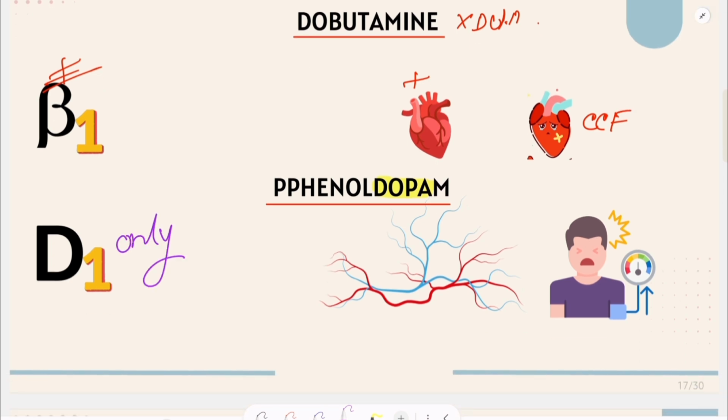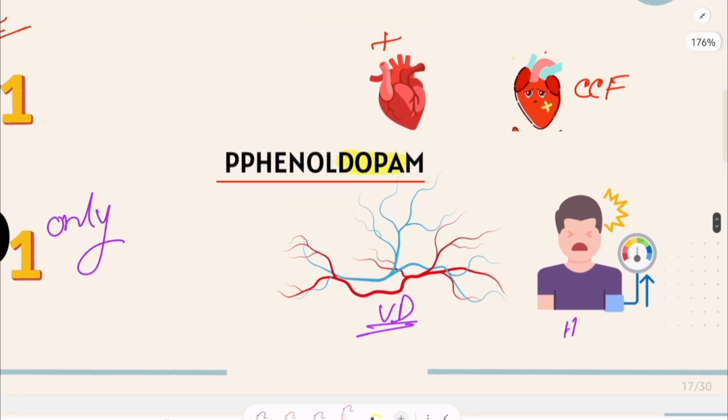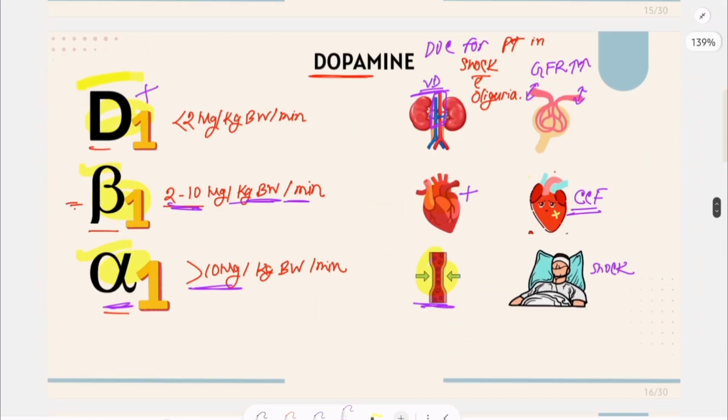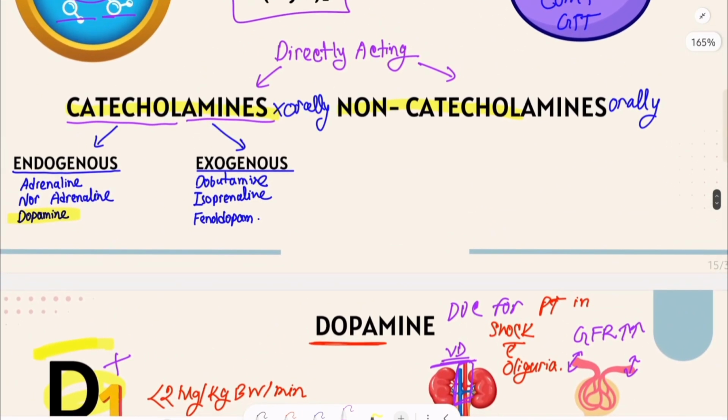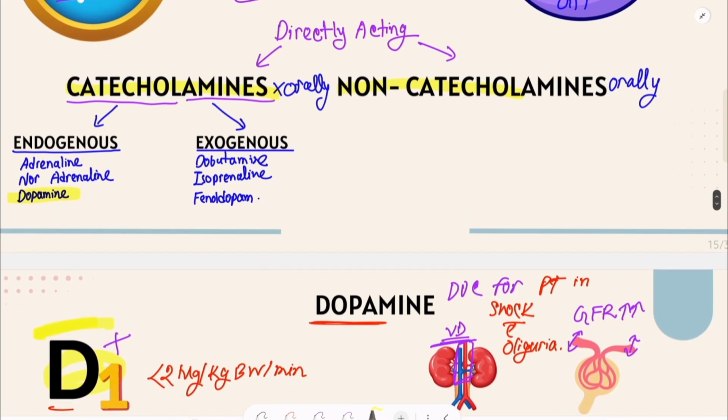Fenoldopam, even at high doses, stimulates only D1 receptors. So, when it stimulates only D1 receptors, it will cause vasodilation in the whole body. When it causes vasodilation, it can be utilized in hypertensive emergencies. So now we are left with three drugs in this category.